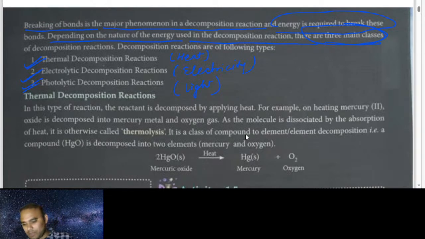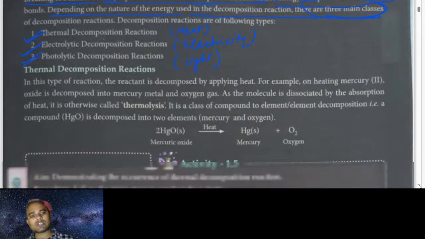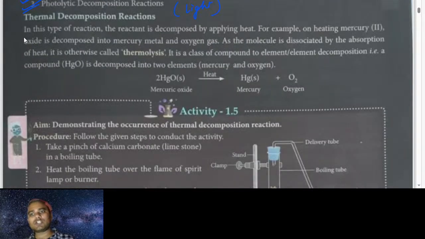The first one we are going to explain is the thermal decomposition reaction. In this type of reaction, the reactant is decomposed by applying heat. Now, for example, heating mercury oxide, student. You are going to heat mercury(II) oxide, HgO. This is decomposed into mercury metal, that is Hg, and oxygen gas.